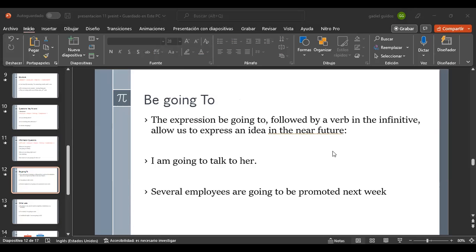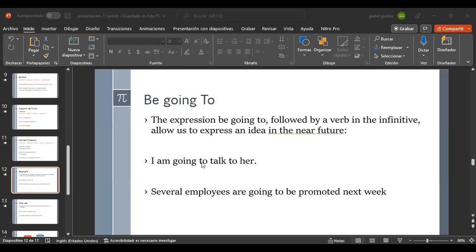Okay, there we go. All right, so as you can see, this structure is a little bit different, okay? In this case, you have the subject, then you have the verb to be, and then you have going to. And after that, you have a verb. And the verb is going to be in the infinitive form, okay? No changes to the verb.